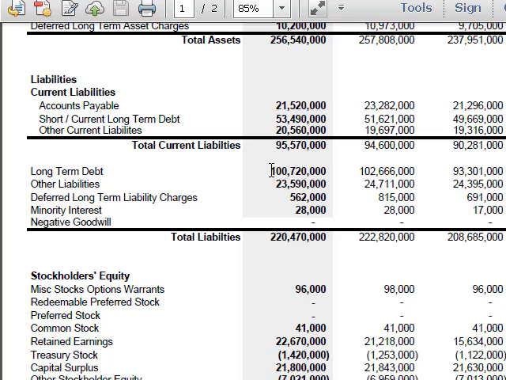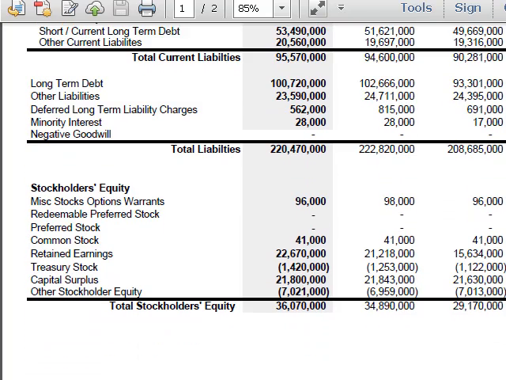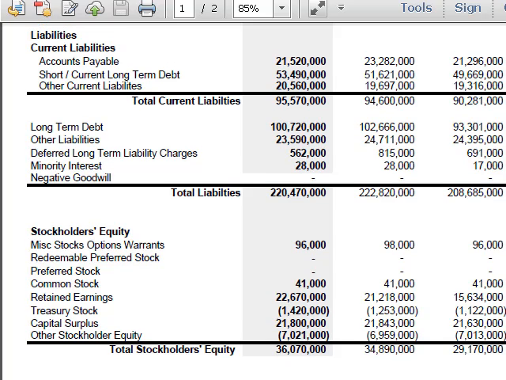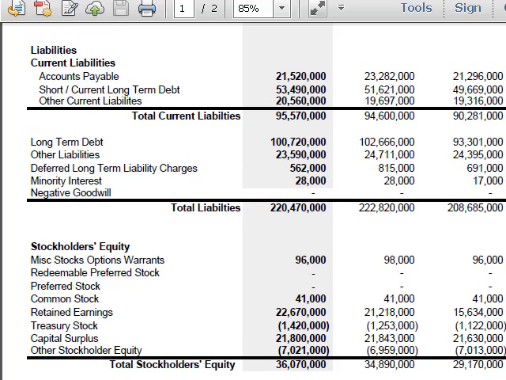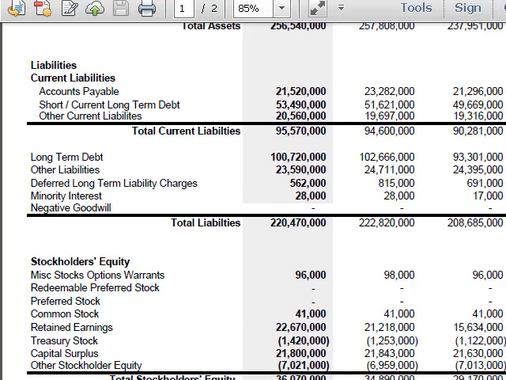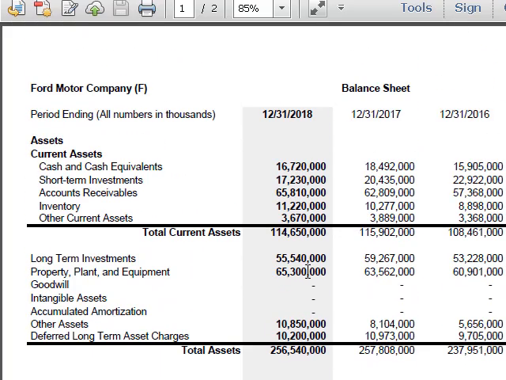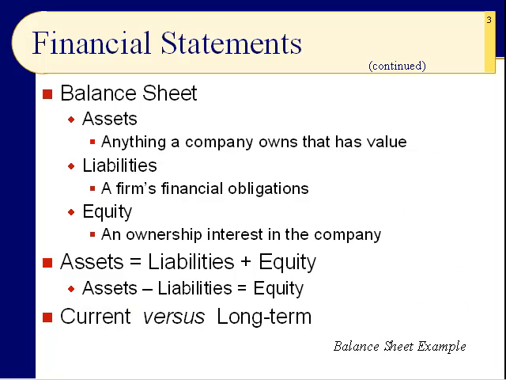And then they owe a ton of money. Look at that. Over $100 billion in long-term debt and almost $23.5 billion in other liabilities. So they're looking at $220 billion in liabilities. They have $256 billion in assets. So what's left over? About $36 billion. And we call that stockholders' equity. Does that make sense? Now, obviously, if you've taken accounting, you think, I understand this. And it's really not that hard to understand once you've looked at a few and figured out what's going on.